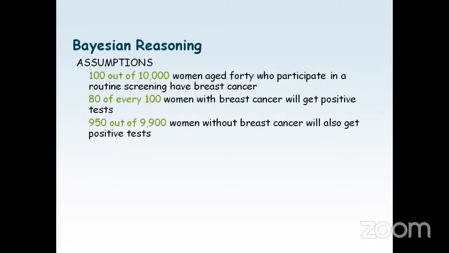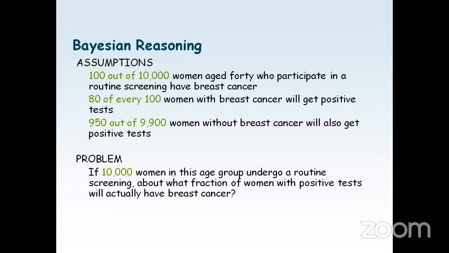Okay. So again, the assumption: 100 out of 10,000 women aged 40 who participate in the routine screening have breast cancer, and 80 of every 100 women with breast cancer will get a positive test, and 950 out of 9,900 women without breast cancer will also get a positive test. And so here the problem: if 10,000 women in this age group undergo a routine screening, what fraction of the women with a positive test will actually have breast cancer?